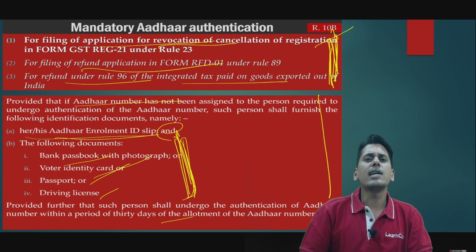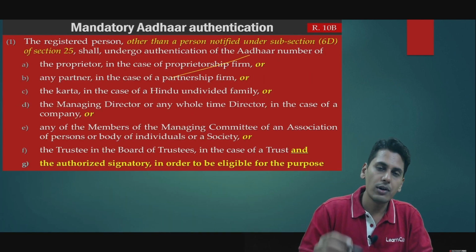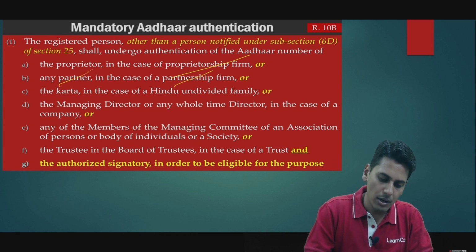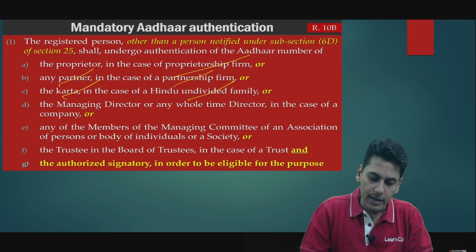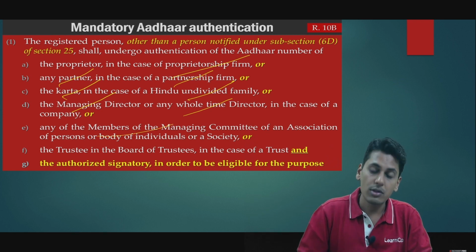Now friends, whose Aadhaar needs to be authenticated? Here it tells, in case of a proprietorship firm, it is the proprietor. In case of a partnership firm, a partner. HUF, the Karta. In case of a company, the whole-time director or managing director. In case of an association of persons, body of individuals, or society, the members of the managing committee.